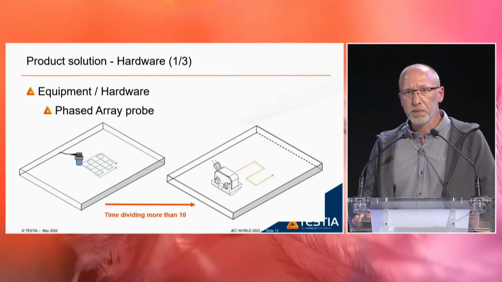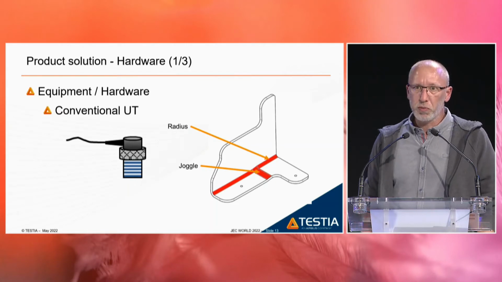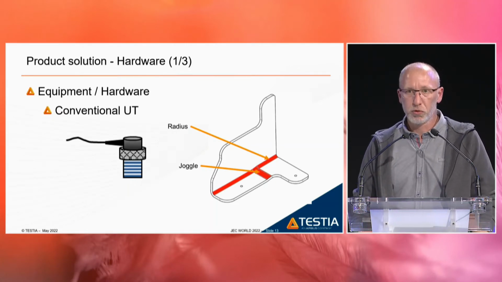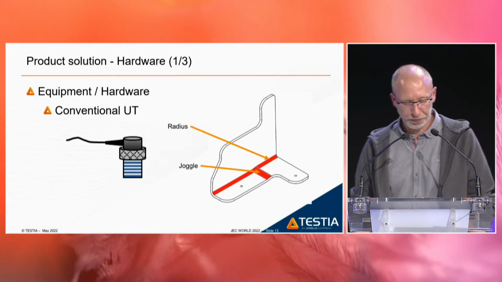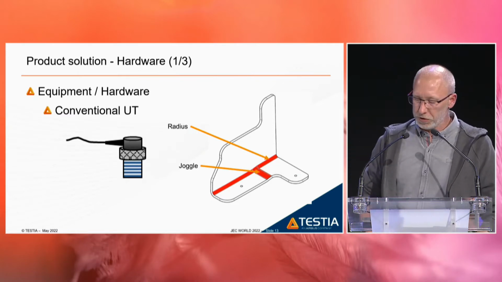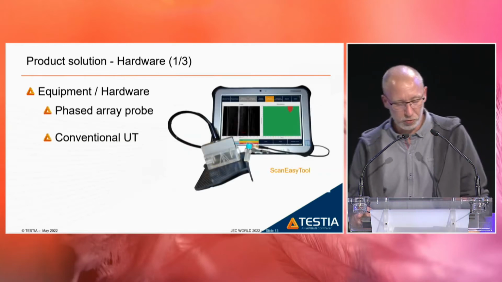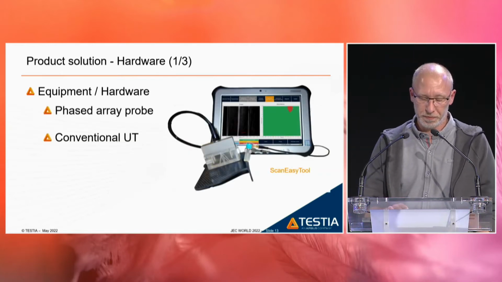As a reminder, the geometry of parts can be complex. For this typical area, we have to use a conventional transducer. With the association of both devices, we are able to scan all kinds of parts.